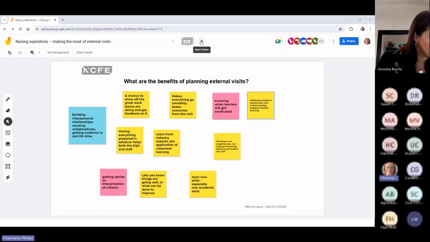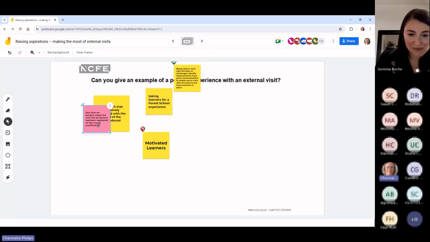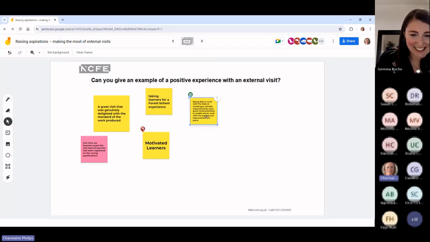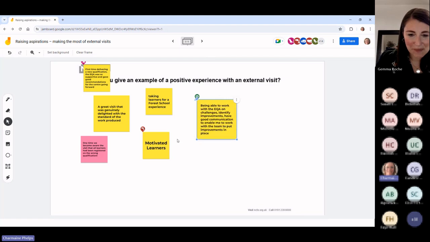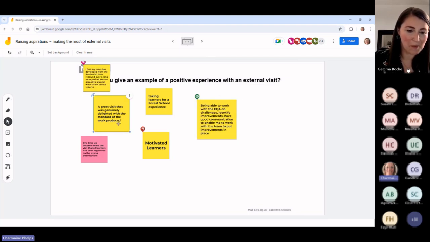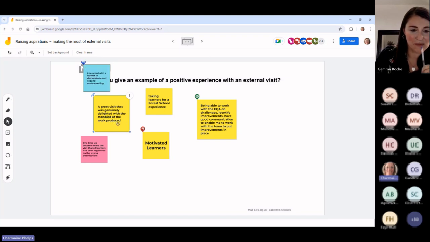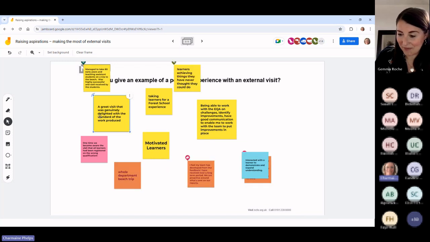And with some of these, oh, look, there's tons more on this slide now. Yeah, you might want to elaborate. You can be specific. You don't need to give names or anything. So this one, I'm very curious to know. A great visit that was genuinely delighted with the standard of work produced. I don't know about you, Gemma, but I'm really keen to know what was that visit.